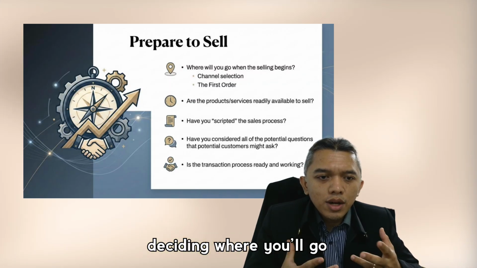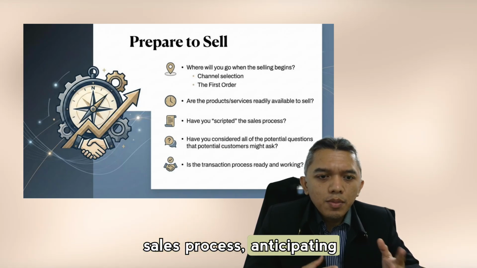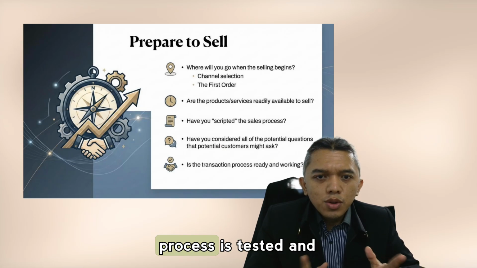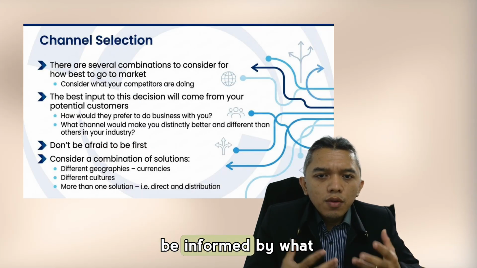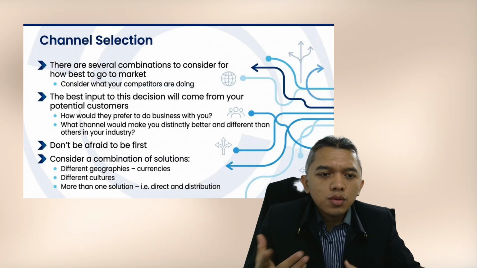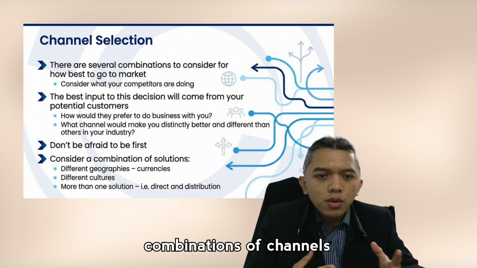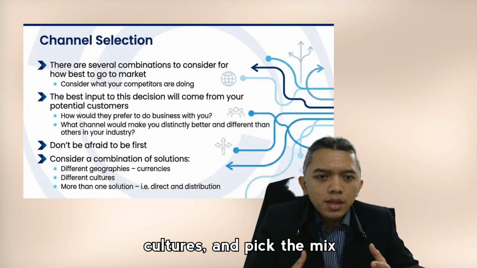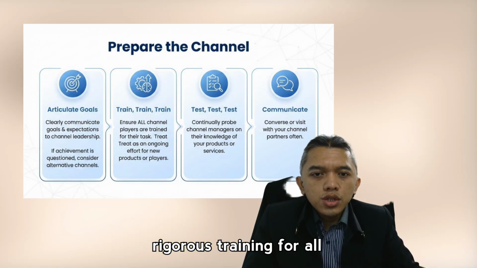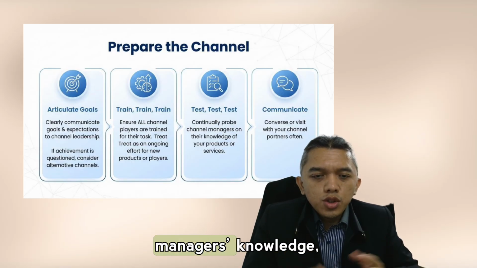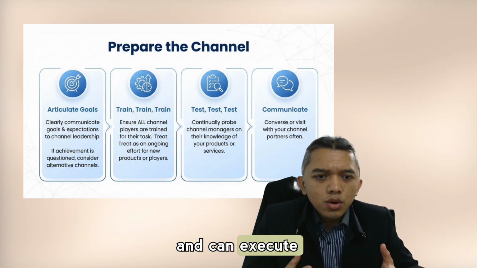Preparing to sell means deciding where you'll go when selling begins, confirming product availability, scripting the sales process, anticipating customer questions, and ensuring the transaction process is tested and working so you don't lose momentum when orders start coming in. Channel selection should be informed by what competitors do, and more importantly, by input from potential customers about how they prefer to do business. Be open to being first, consider combinations of channels across geographies and cultures, and pick the mix that makes you distinct and effective. Preparing the channel requires clearly communicated goals, rigorous training for all channel players, continual testing of channel managers' knowledge, and frequent communication with partners, so everyone understands expectations and can execute consistently.